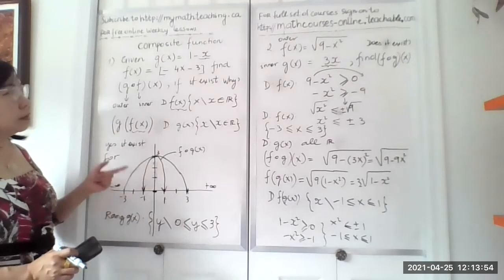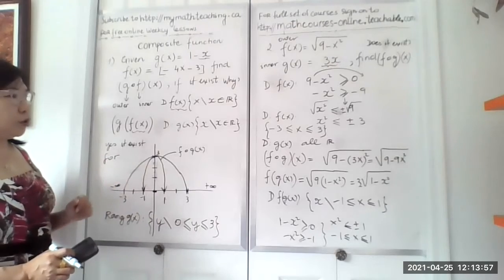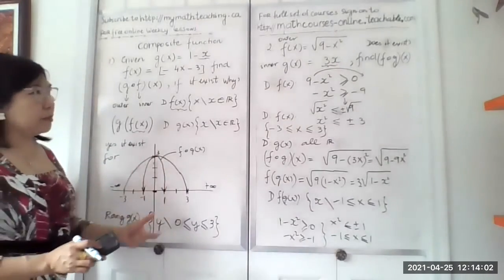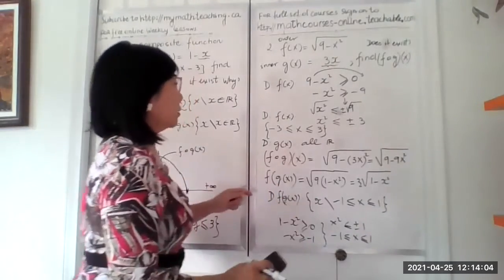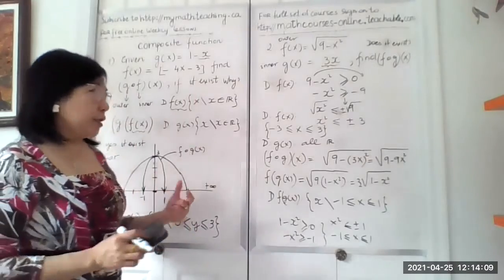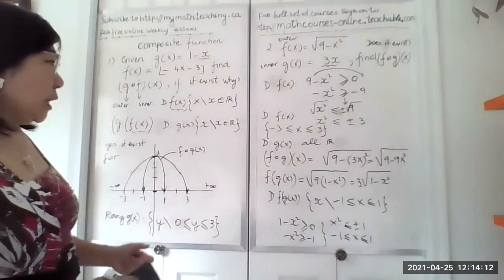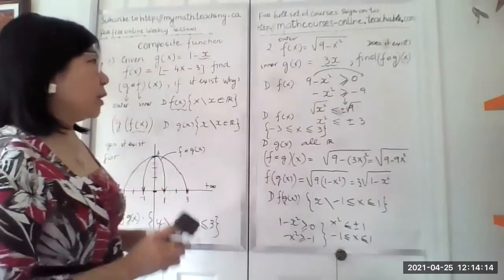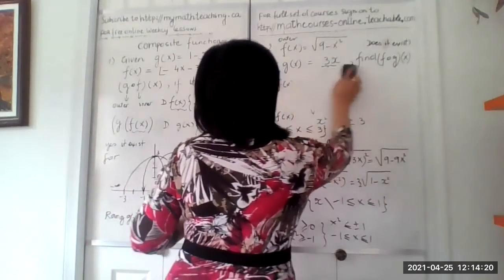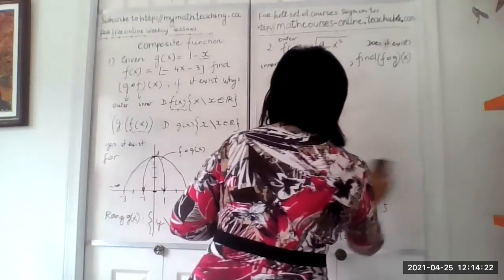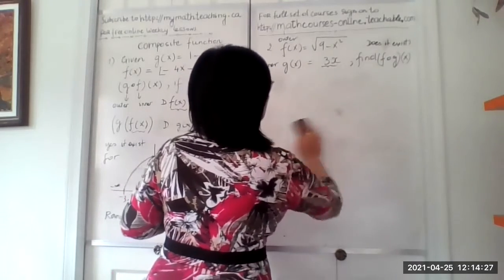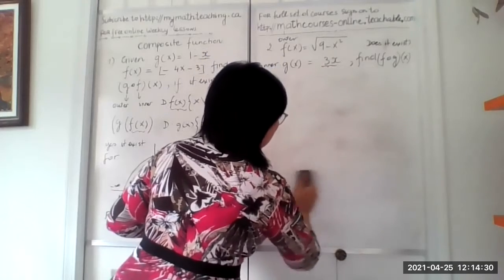Okay, so this is the number 2 question. Now let's solve the same question, but this time we'll do the other way around. We'll find the g of f of x instead of f of g of x and see what happens. So let me erase this. Now we will do the opposite, and see what the picture looks like.